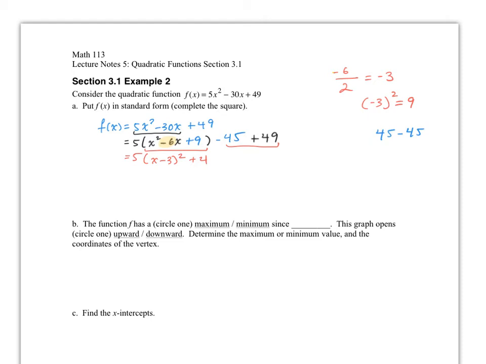So therefore, here the value for a is 5, which is positive. So that means that the graph is going to go up. It also means it has a minimum, and here the vertex will be the coordinates (3, 4), and that will be the minimum value. So in this case, the function has a minimum since a equals 5 is positive. The graph opens upward.